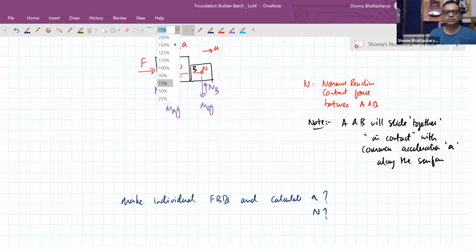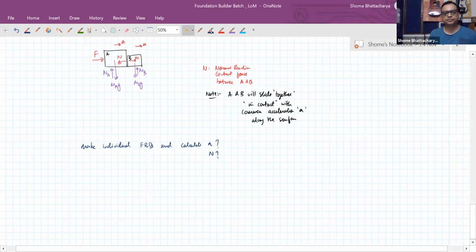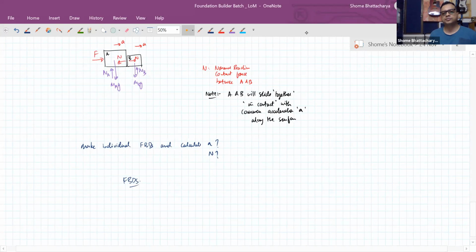So now you see when you make the individual free body diagrams for the block A, what all forces are there? We are applying the forward force F, but there is a normal reaction acting backwards. There is mg and this vertical normal reaction, and we don't need to resolve because the forces are already resolved. It has the horizontal acceleration A.